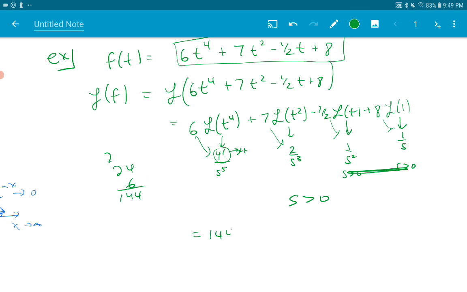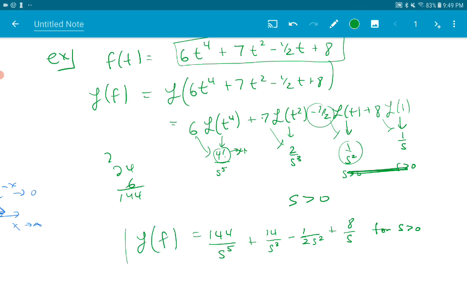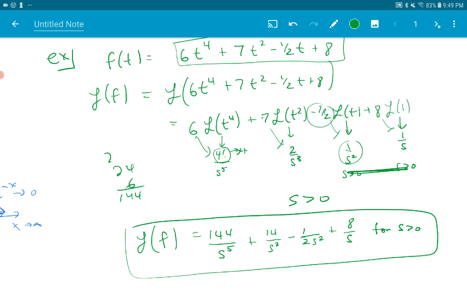So we get 144 over s to the fifth, plus 7 times 2, so 14 over s to the third, minus 1/2, I'm going to say 1 over 2s squared. I just multiplied negative 1/2 times 1 over s squared, plus 8 over s. And that's all for s greater than 0. That's it. That's the Laplace transform of f in this case. We saved a lot of work by using those two properties of splitting it up across addition and pulling constants out.